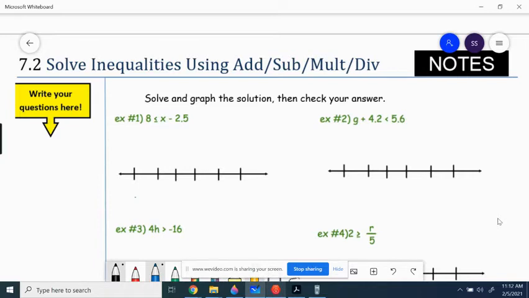We have 8 is less than or equal to x minus 2.5. So we're going to solve these inequalities the same way we do equations, right? We need to see what's being done to the variable, and then we do the opposite. So we have x minus 2.5. If I want to get rid of that minus 2.5, I want to do the opposite and add 2.5, because this will cancel out here. And if I do it on one side of the inequality, I need to do it to the other side. So I need to add 2.5 over here on the left side. So I'm left with 10.5 is less than or equal to x.